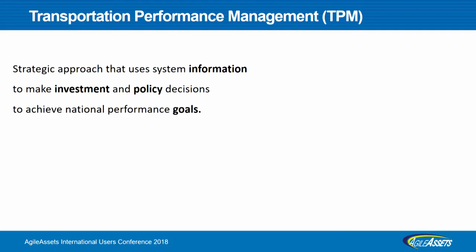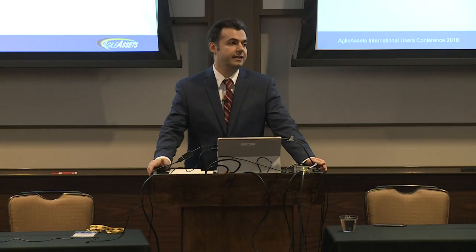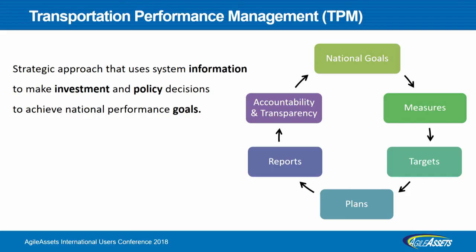So transportation performance management, TPM, let's see what it is. That's the definition: a strategic approach that uses system information to make policy and investment decisions in order to achieve the national performance goals. The national performance goals are already defined in MAP-21, and in order to make investment and policy decisions, we need to follow the performance-based planning and programming framework defined in TPM.